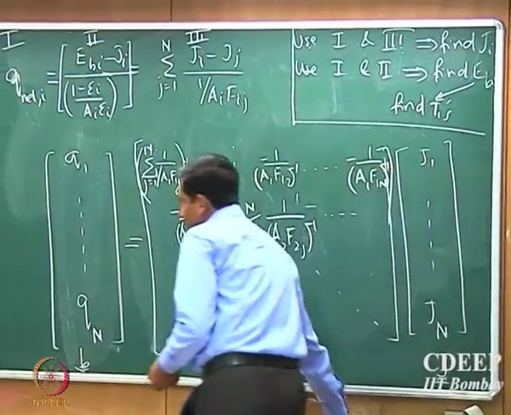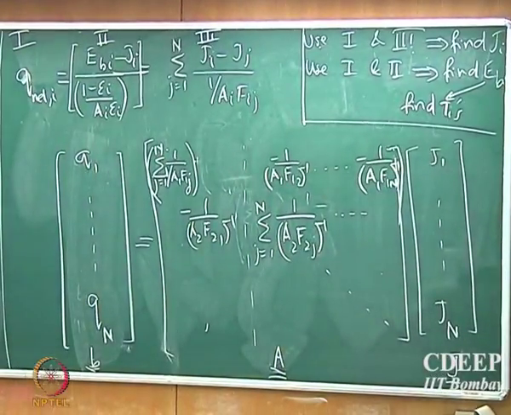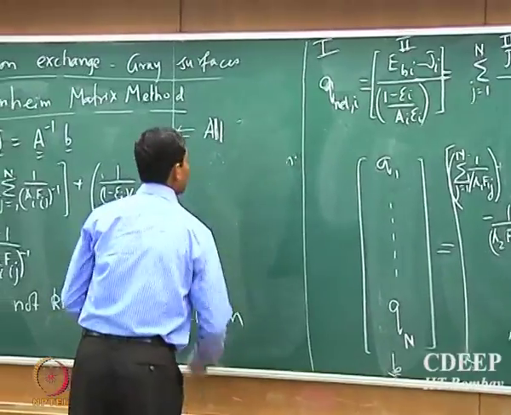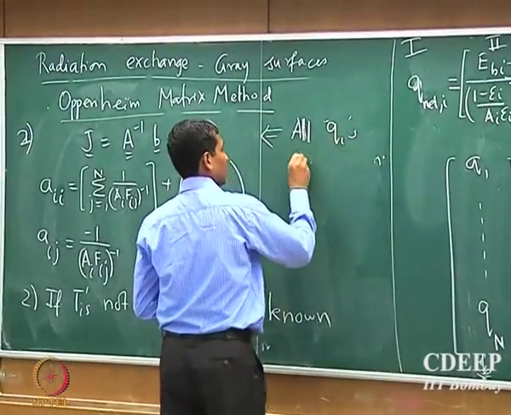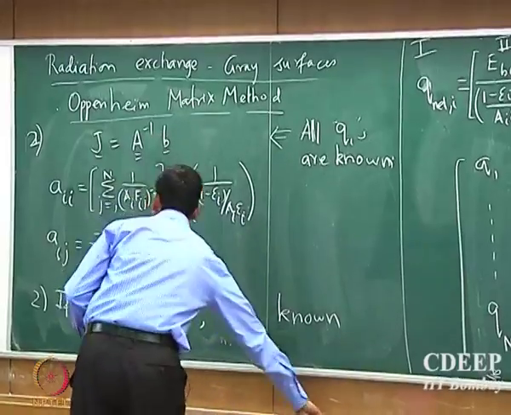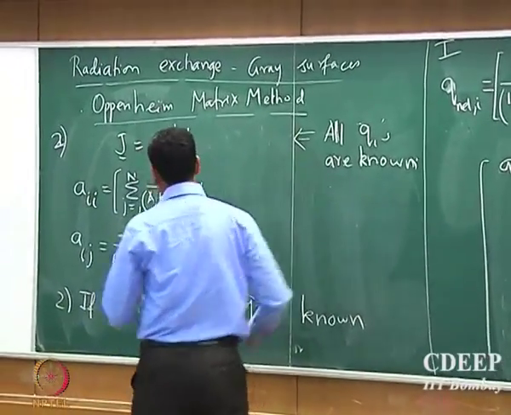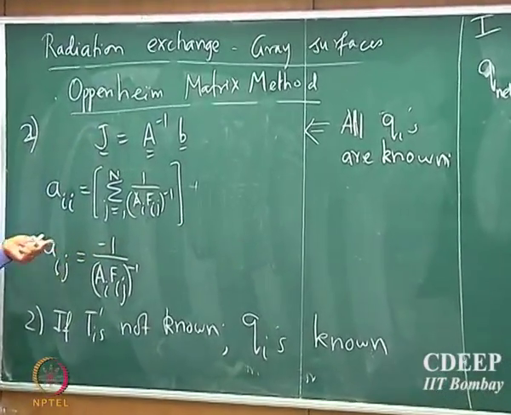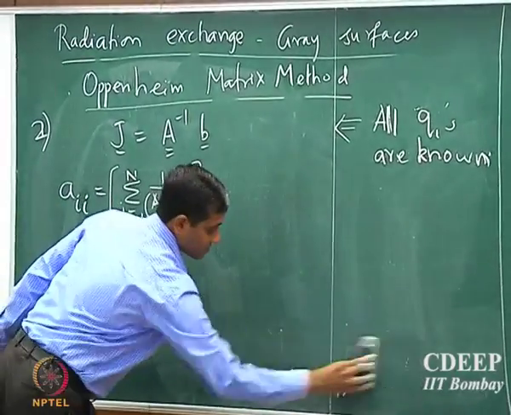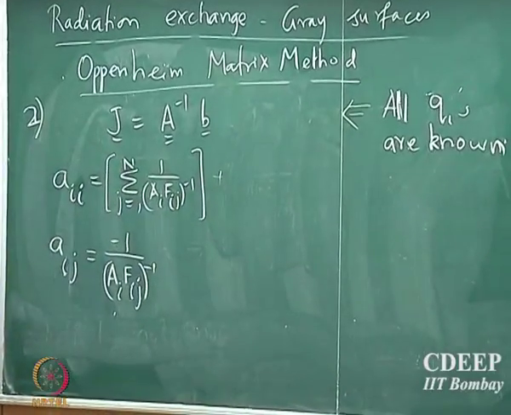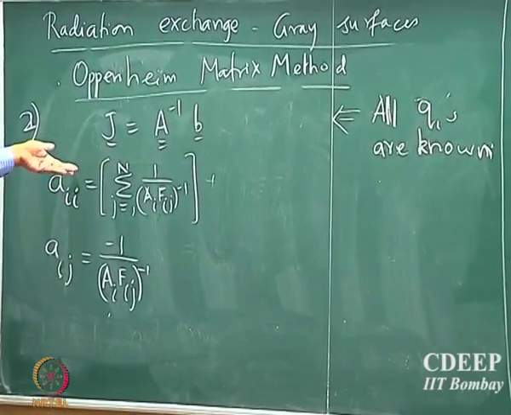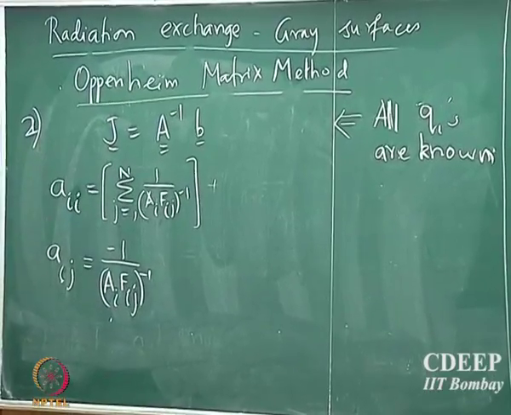Okay, so this is for problem 2, where all Qi's are known. The diagonal elements will simply be the summation of all the view factors, and the off diagonal terms will remain the same. So this is for the second class of problem, where you can still use the same Oppenheim matrix method, except that you will have to equate different terms in your energy balance.